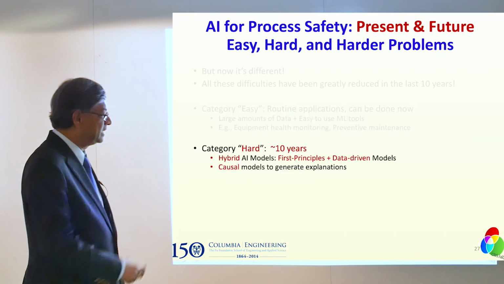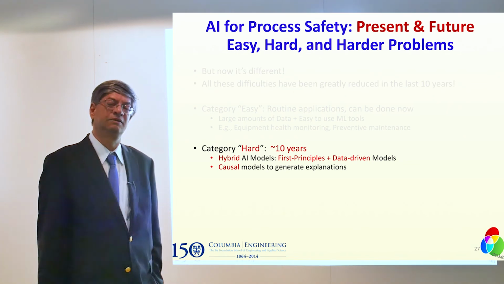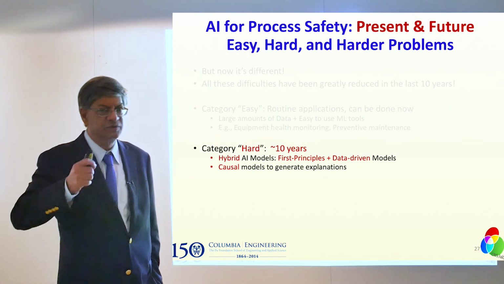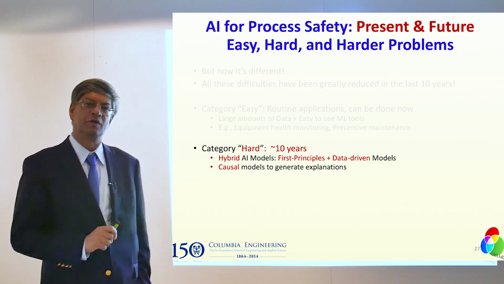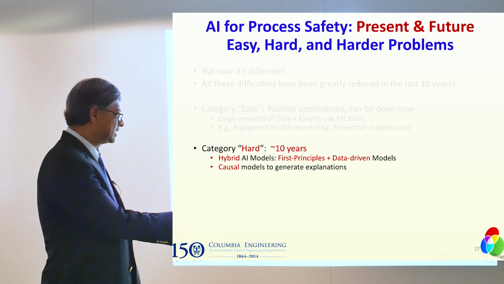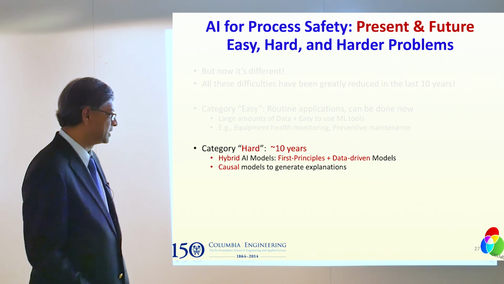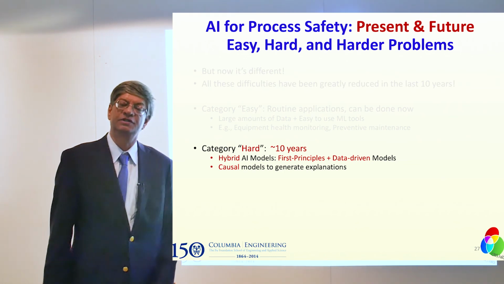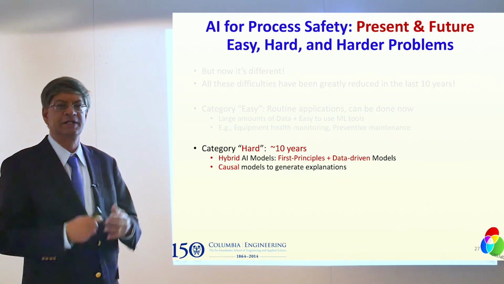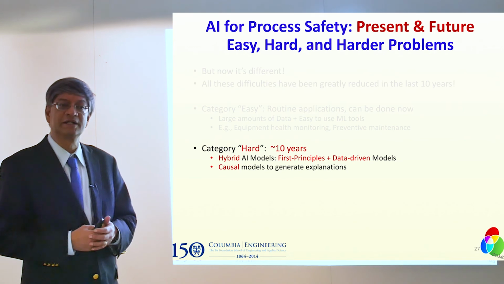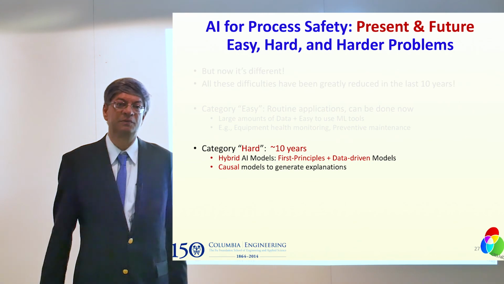Now that brings me to the next level of difficulty. These are problems which are harder, and I think they'll take another 10 years or so to learn to do well and systematically. These are problems which require developing hybrid AI models. That is, they are part first principles based and part data-driven or data science-based. And this is where the causal models that generate explanations come into the picture. We demonstrated how to do these things 20 years ago, but it still requires a lot of work, and we need to develop the infrastructure and templates where we can develop such things much more reliably and much more quickly.